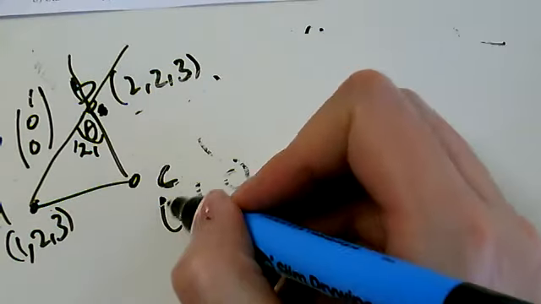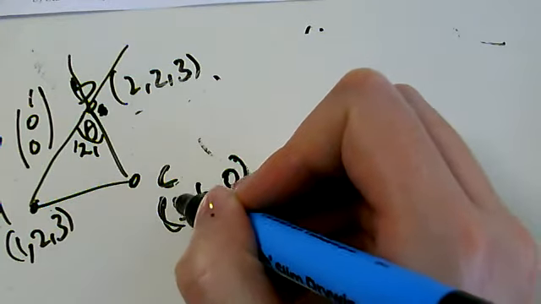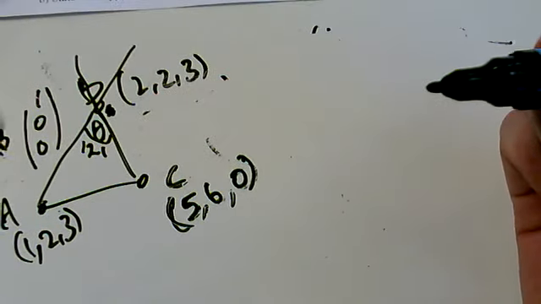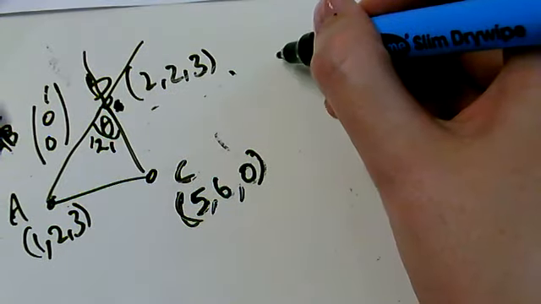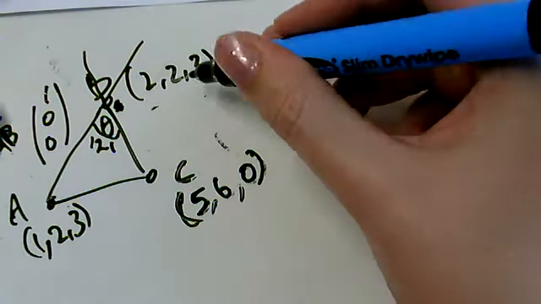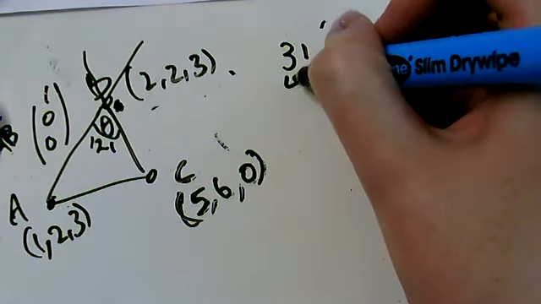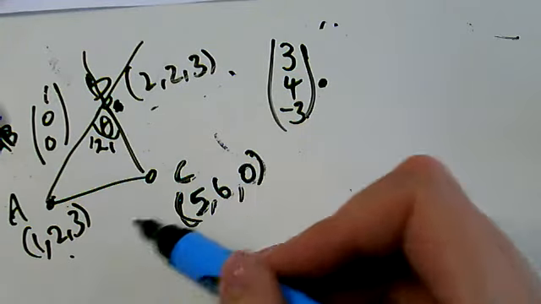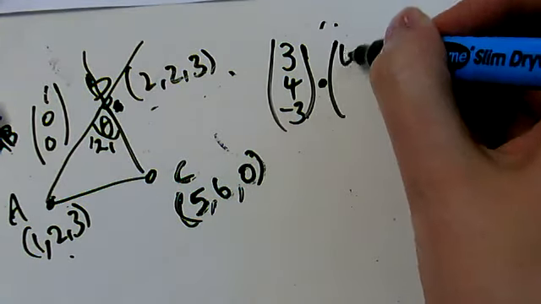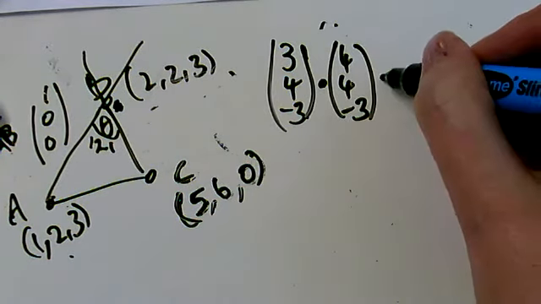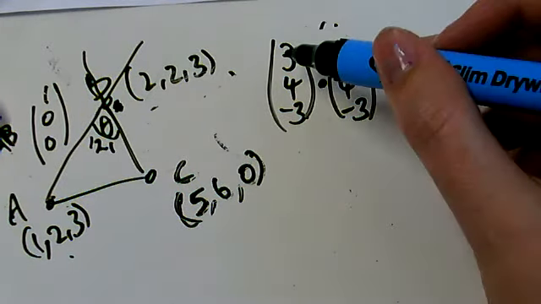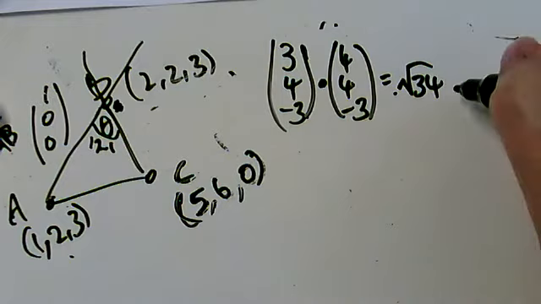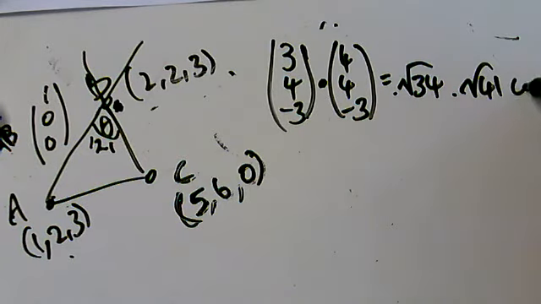Okay, so let's do the angle at C this time. So again, I want the vectors to be coming into the point C. So the vector into the point C this way would be B to C, would be 3, 4, -3. The other one would be 4, 4, -3. And the modulus of those vectors, so I think we just worked this out, but √34 and √41 times cos theta.